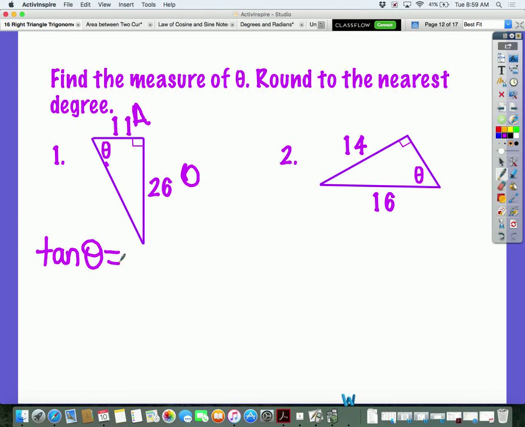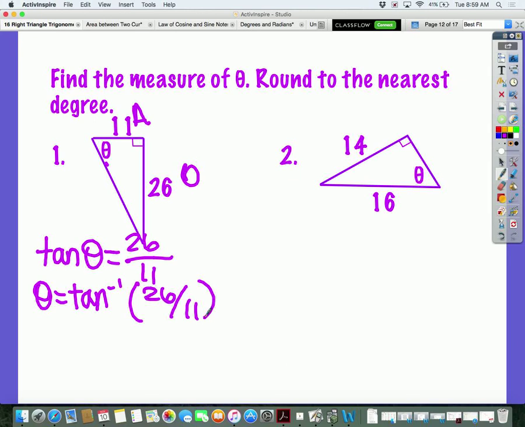What's the ratio? 26 over 11, opposite over adjacent. Now, to get rid of the tangent that's attached to the theta, because I'm looking for the angle, this is when you do the inverse of that trig function.